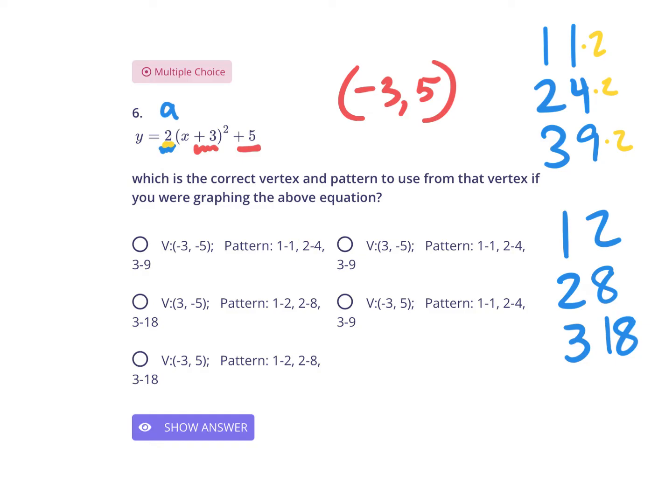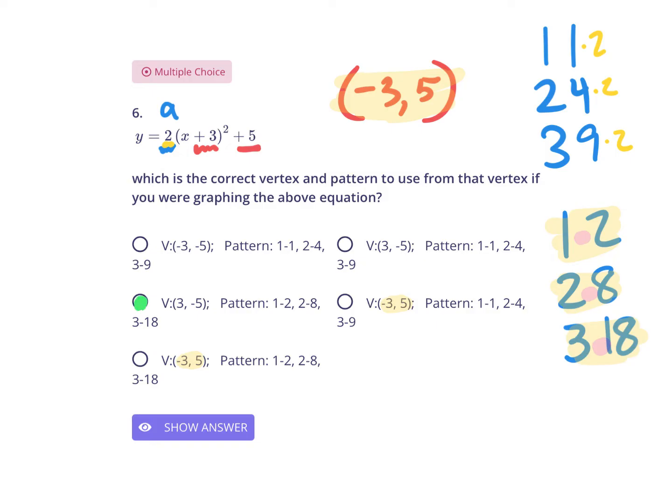So if we're looking for the vertex, -3, +5, that is either this one or this one, okay? And we need the pattern 1, 2, 2, 8, 3, 18, and of course I put dashes between the numbers. So which one is that? That is 1, 2, 2, 8, 3, 18. This is it. This is your correct answer. I hope we understand that.